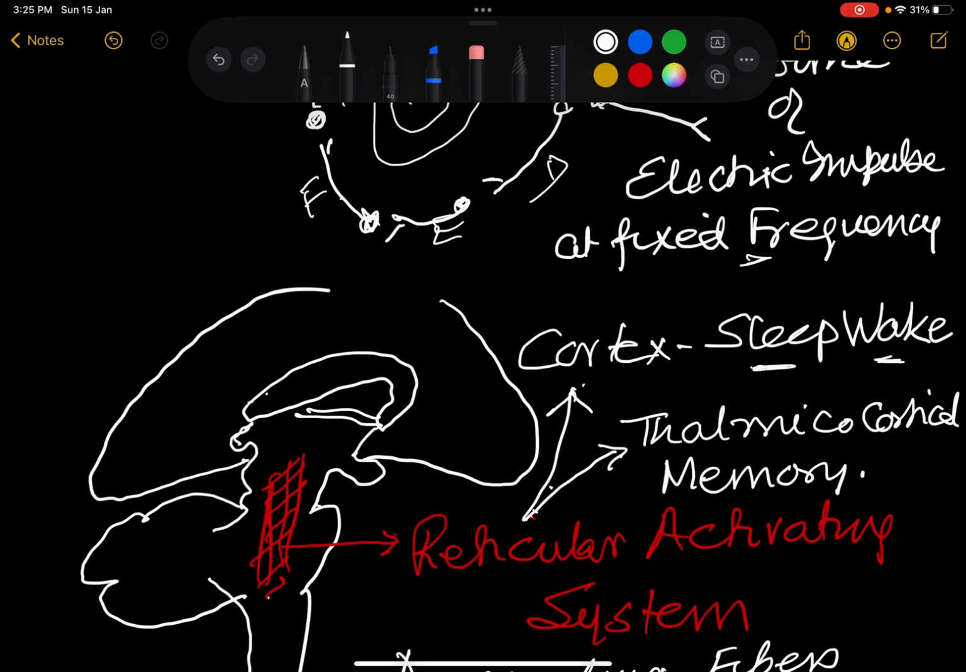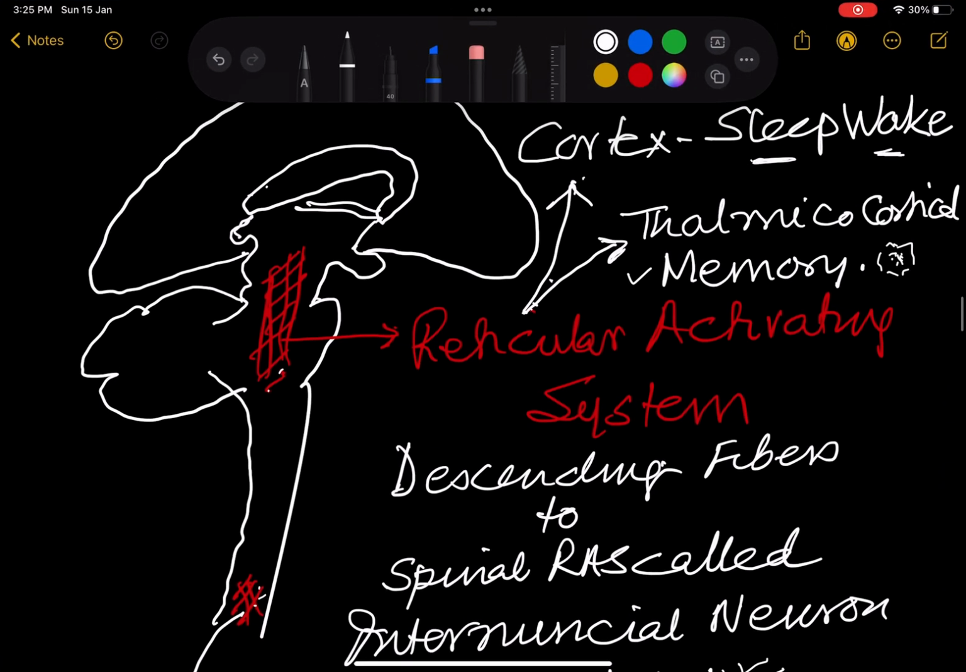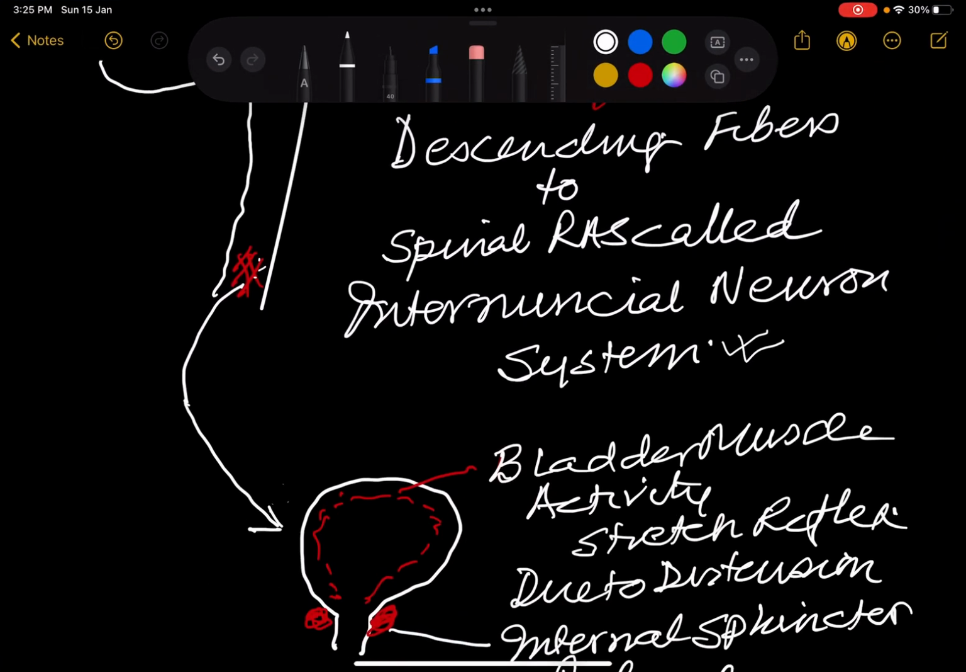Then through the thalamocortical beam, through the thalamus, they can activate local areas of the cortex where the memory stored in them can become alive. So thalamocortical fibers are responsible for memory. Then there are the descending fibers from the reticular activating system, which end in the internuncial neuron system, which is the part of the reticular activating system in the spinal cord. Now this internuncial neuron system supplies the bladder.